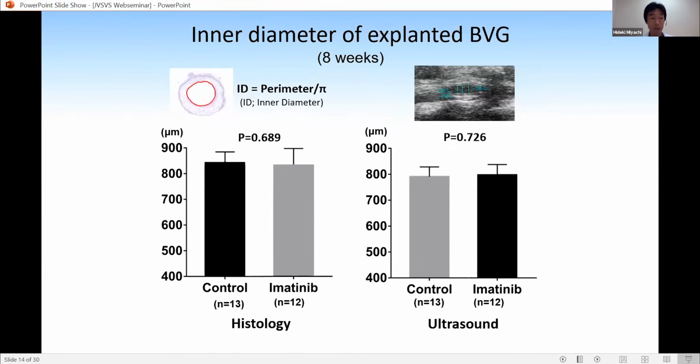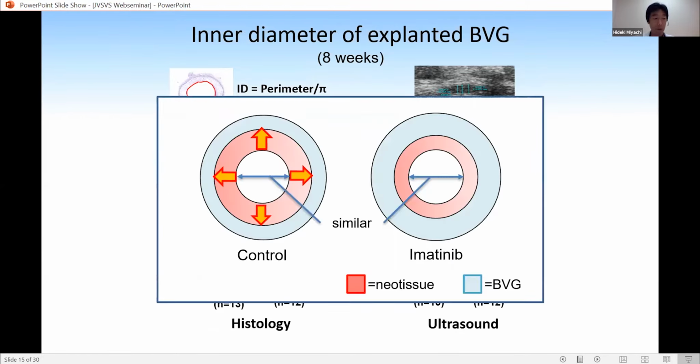However, the inner diameter was not different between the two groups in the histology and ultrasound measurement. So the inner diameter was similar, while the thickness of neotissue formation was different. Our BVG model shows that neotissue advanced circumferentially towards the outer portion of the neovessel.